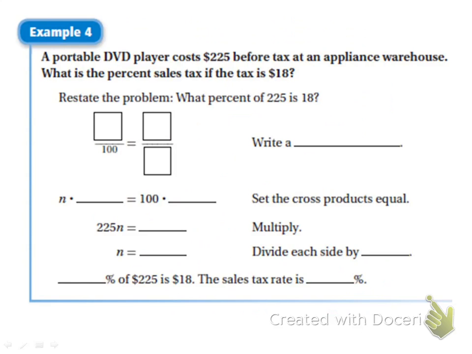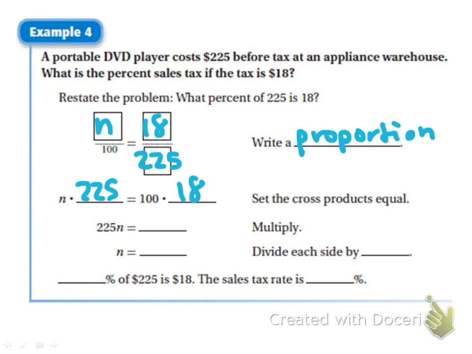Example number 4. A portable DVD player costs $225 before tax at an appliance warehouse. What is the sales tax rate if the tax is $18? So again, we're going to write a proportion and find the percent. So we have N over 100 equals 18 over 225. So this is our proportion. We're going to cross multiply. So N times 225 equals 100 times 18, which is 1,800. Divide each side by 225 to find that our answer is 8. So 8% is the sales tax rate.